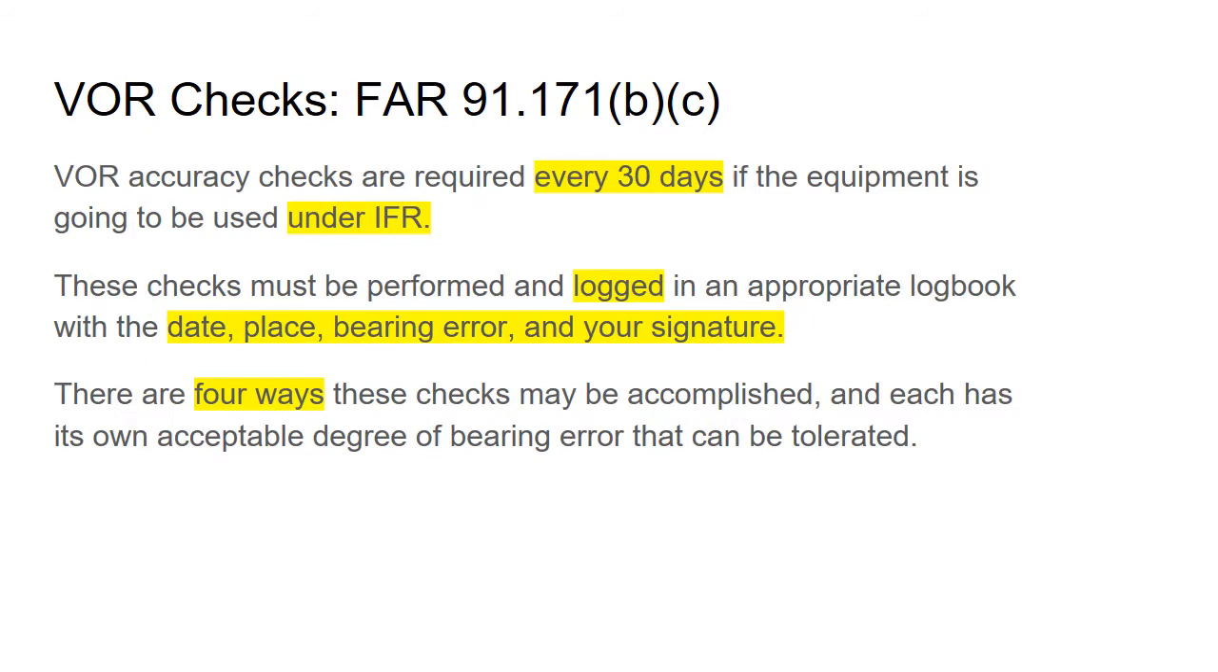Because we rely on them so much, and because even a small error can translate into a big difference in your position, we are required to check the VORs for accuracy every 30 days if we're going to use them for IFR flight. This can be done by the pilot and must be logged with the method you used to do the check, the date, where you were, any error you see, and your signature. There are 4 ways to do the check.